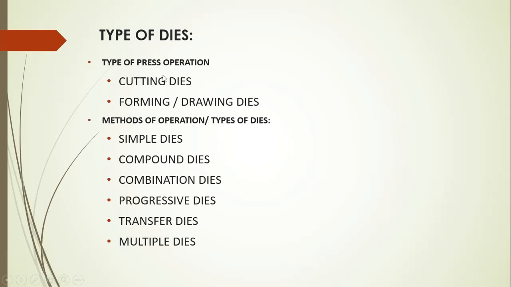Types of press operation: the main two types are cutting dies, which is nothing but your press tool design, and the second, which we call forming or drawing dies, which is nothing but your draw tool design. Then the different types of dies are simple dies, compound dies, combination dies, progressive dies, transfer dies, and multiple dies. We will see them one by one.